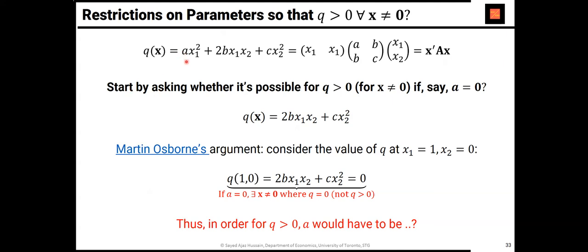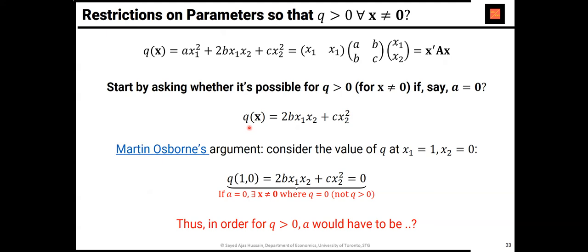Is it possible for this quadratic to be positive for all values of x1, x2 except 0, 0, if, for example, A was 0? Well, if A is 0, the quadratic becomes this. Here's what Martin does, a very clever trick. He says, okay, A is 0, and he doesn't bother talking about B's and C's. He says, wait a second. You want to know whether it is even possible that this quadratic is strictly positive. If I can find one violation, then I know there's no way A equal to 0 will work.